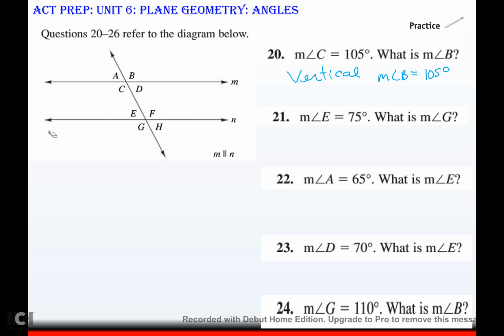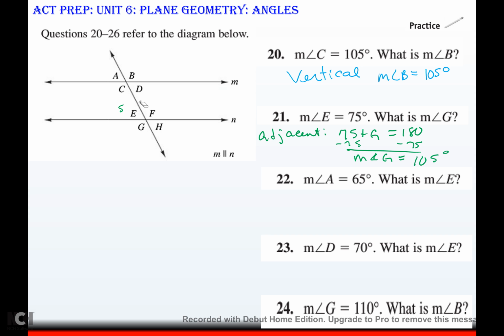Okay, 21 says the measure of angle E is 75 degrees. What's G? Well, those are same side. Or no, those are adjacent angles, which means they're supplementary. So 75 plus G has to equal 180. So subtract 75, and I get the measure of angle G is equal to 105 degrees.